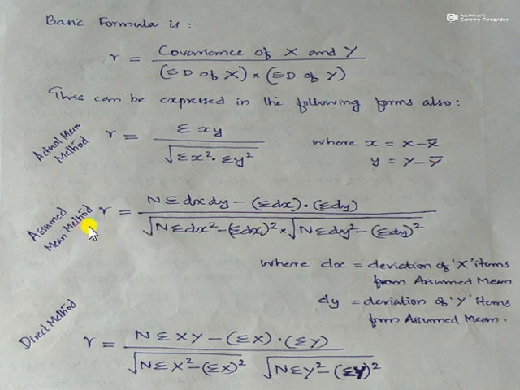And the second formula is for computation of r taking deviations from assumed mean. The formula is r equals n sigma dx dy minus sigma dx into sigma dy, whole divided by square root of n sigma dx square minus sigma dx whole square, into square root of n sigma dy square minus sigma dy whole square. And the third method is r equals n sigma xy minus sigma x into sigma y, whole divided by square root of n sigma x square minus sigma x whole square, into square root of n sigma y square minus sigma y whole square.